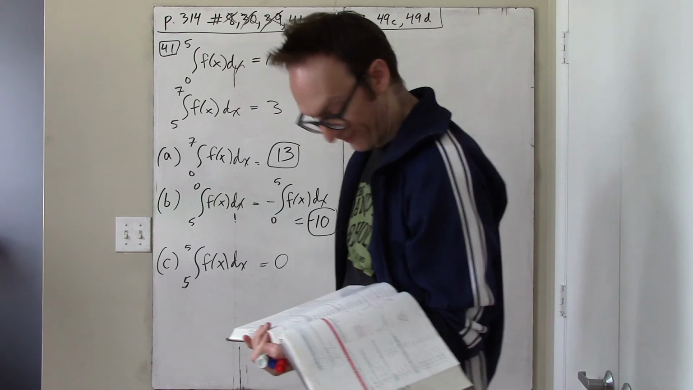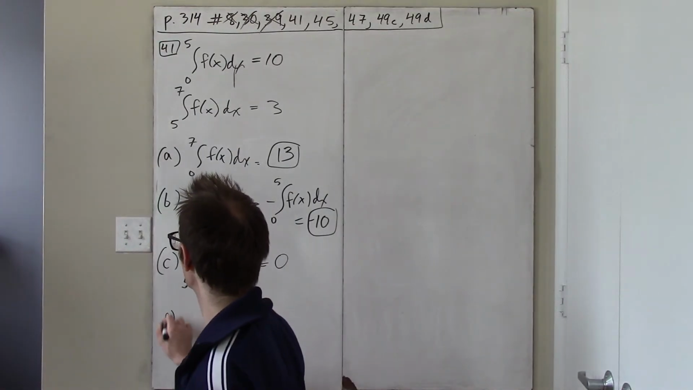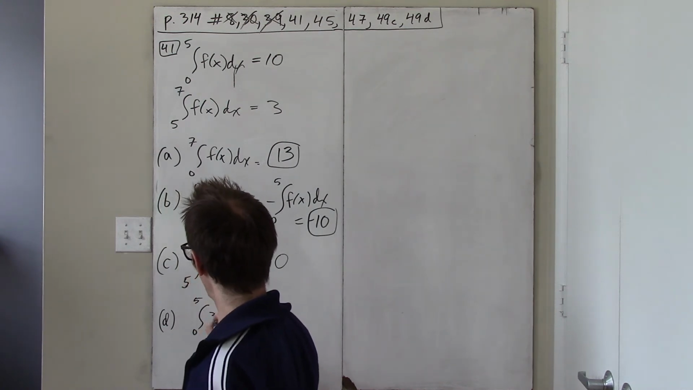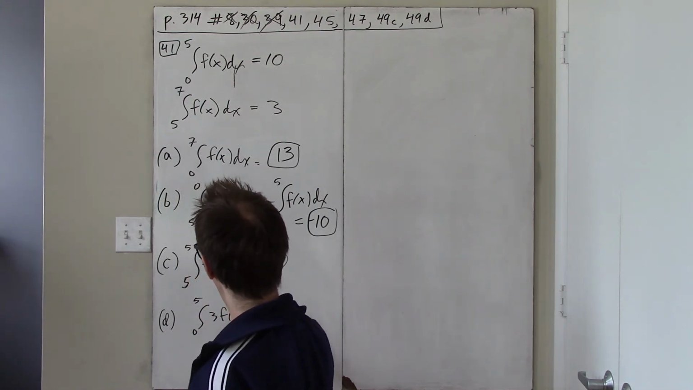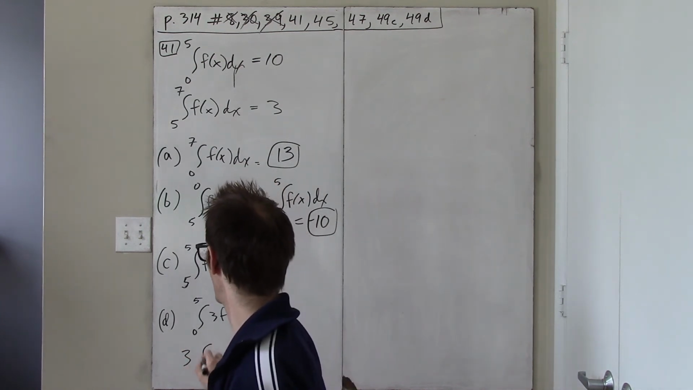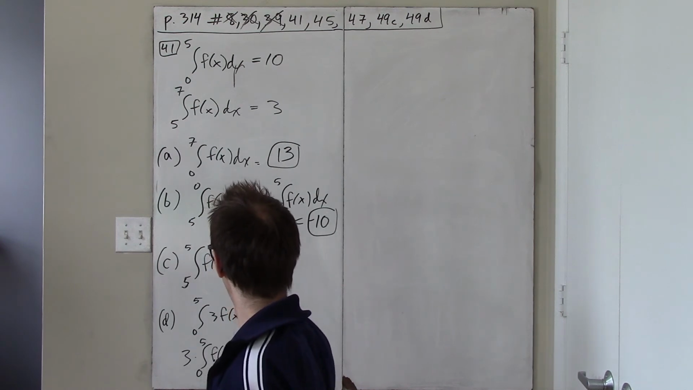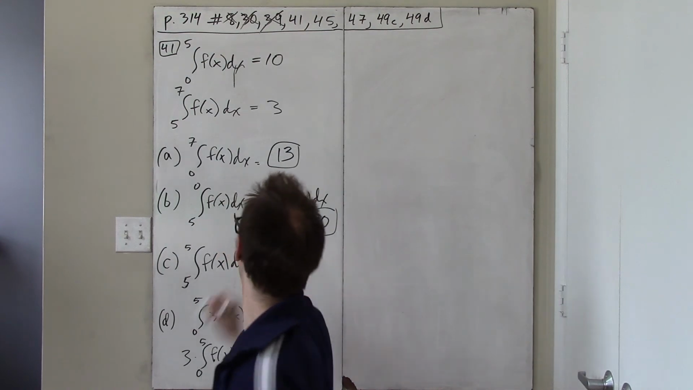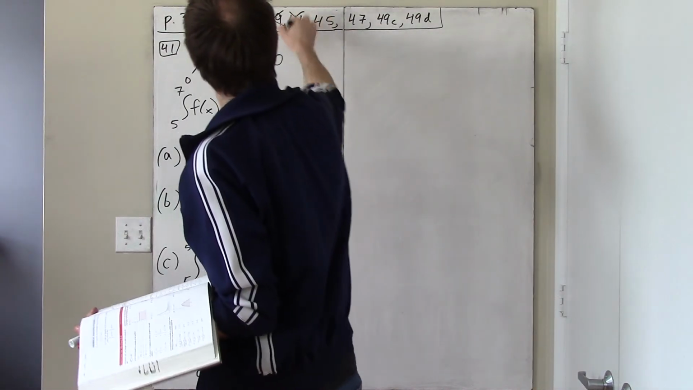Finally, part D, what is the integral from 0 to 5 of 3f? And here we apply the integral property that this is just 3 times the integral from 0 to 5 of f, and that we were told is 10, so this whole thing is just 30. Okay, so hopefully these were like 2-second little problems.